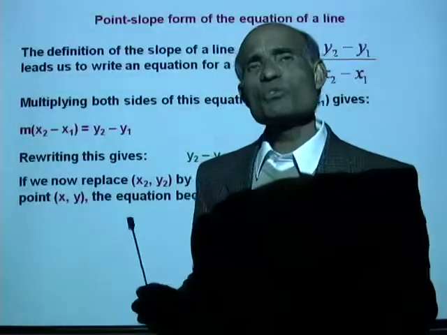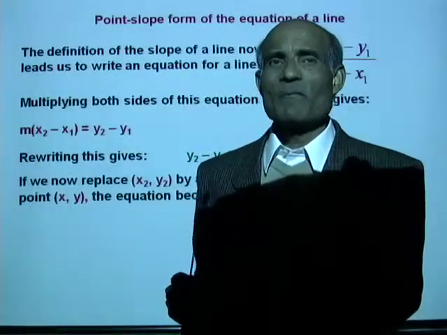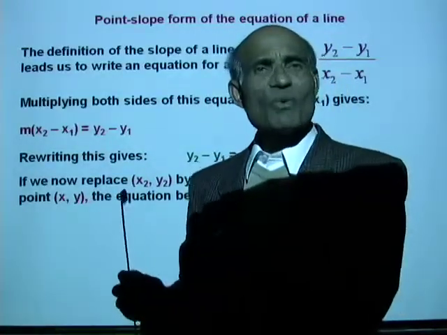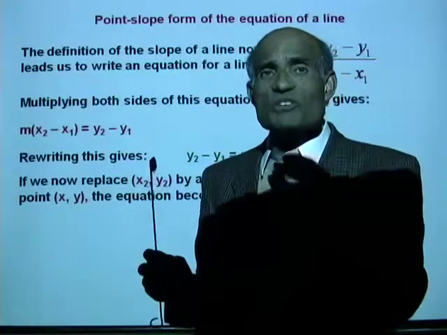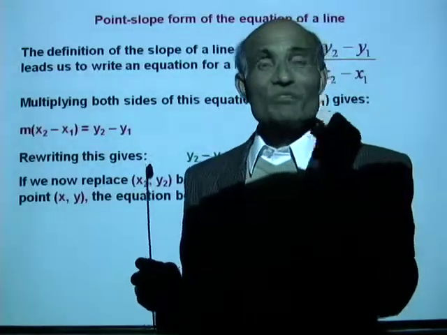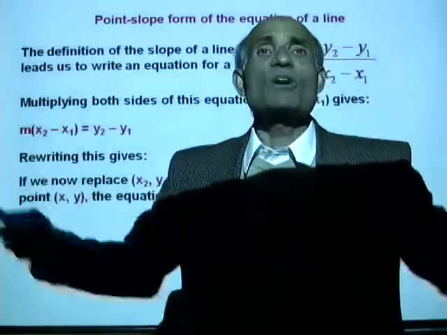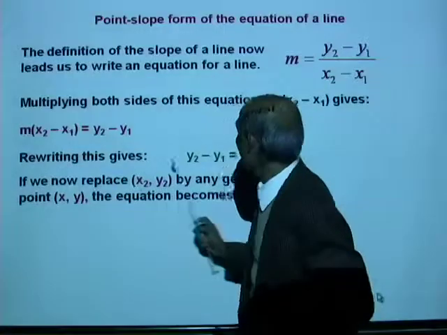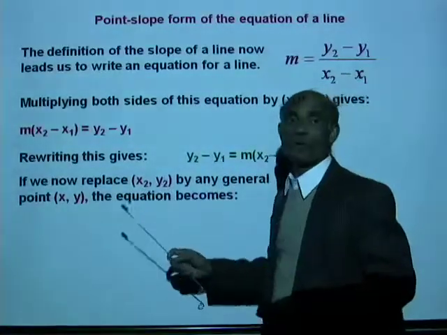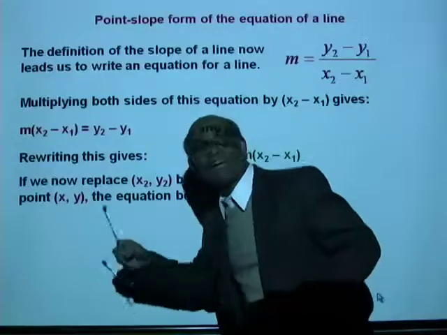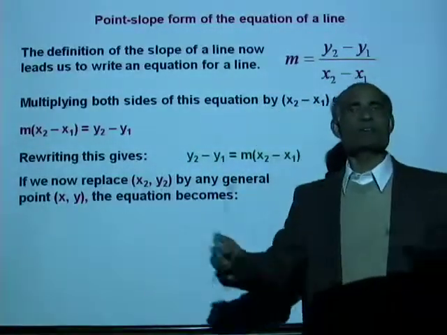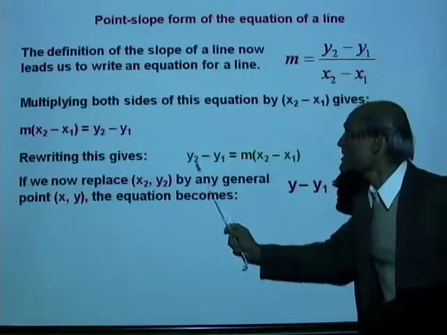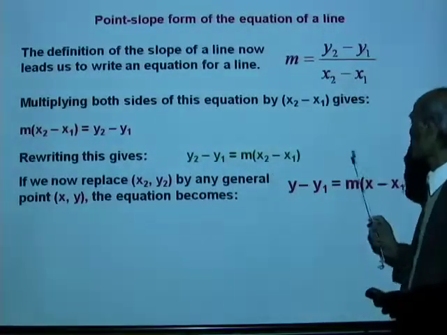You see, when you write the equation of a line, that equation doesn't contain any specific x1, y1, x2, y2. x1, y1, x2, y2 are specific points. The equation of a line contains general points xy. So what we're going to do is replace the x2, y2 by the general point xy, which can be any value for x and y. So this y2 will become y and the x2 will become x.